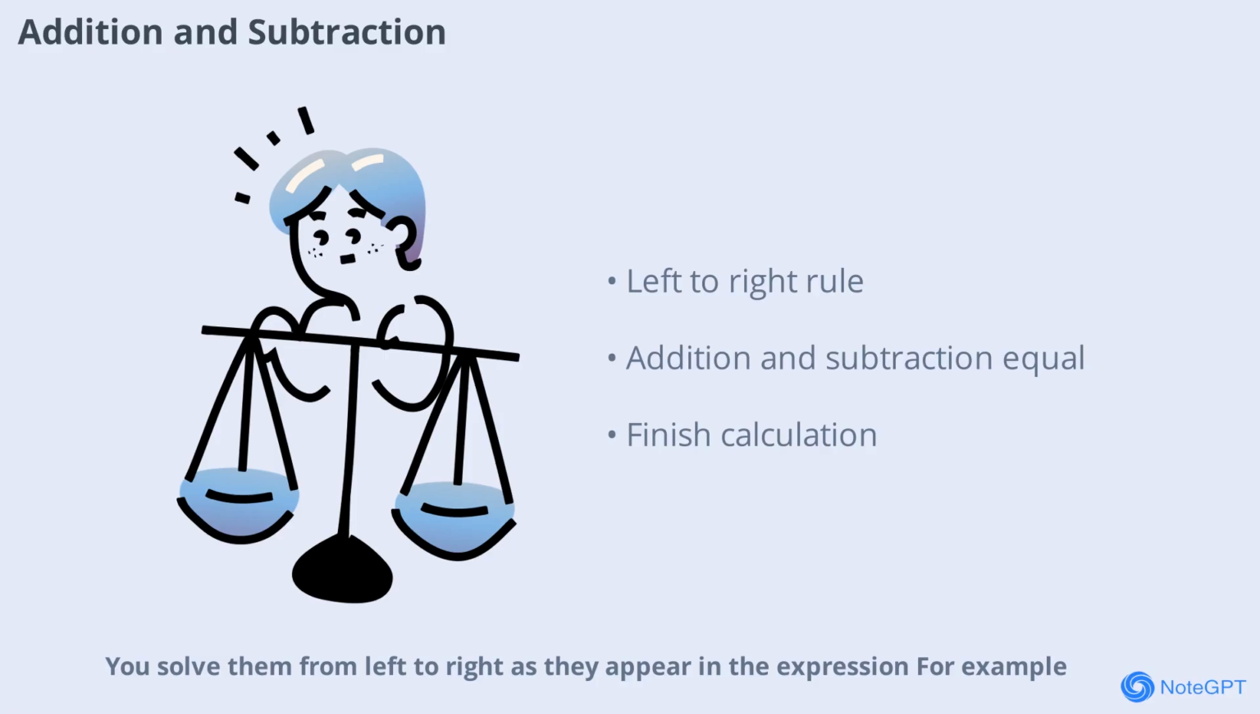For example, in 10 minus 2 plus 5, you first subtract 2 from 10 to get 8, then add 5 to get 13. Don't always add before subtracting, just move left to right. This approach ensures that everyone interprets and solves the problem the same way. Addition and subtraction are usually the last operations you perform, wrapping up the calculation.